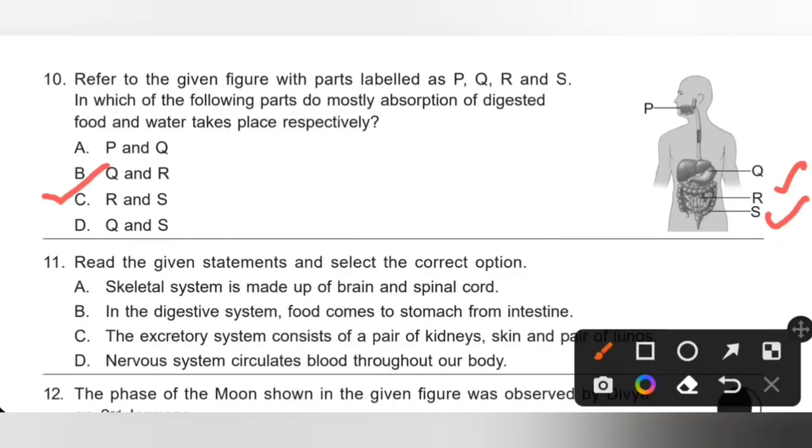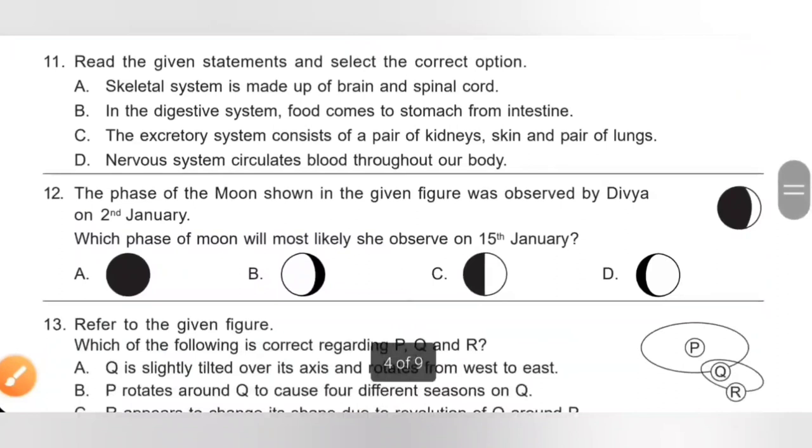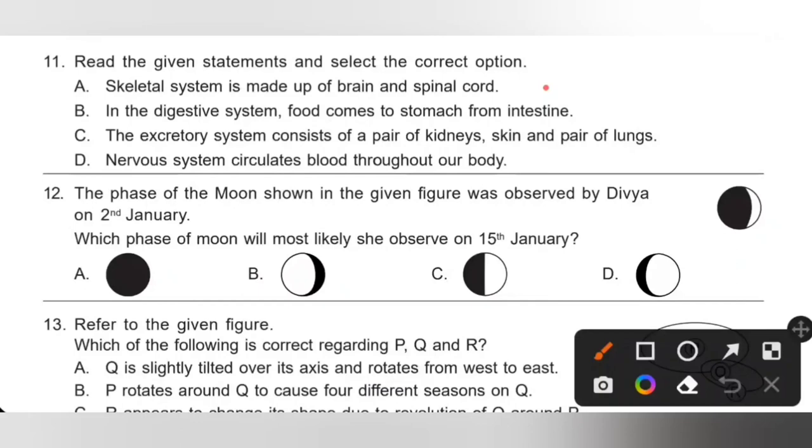11th one. Read the given statements and select the correct option. Option A, skeletal system is made up of brain and spinal cord. It is an incorrect option. B, in the digestive system, food comes to the stomach from the intestine. It is also incorrect because food comes to the stomach from the mouth through the food pipe. C, the excretory system consists of a pair of kidneys, skin and a pair of lungs. It is the correct option.